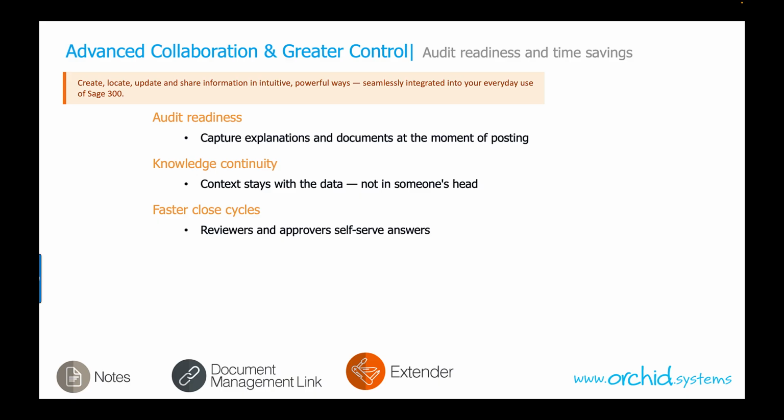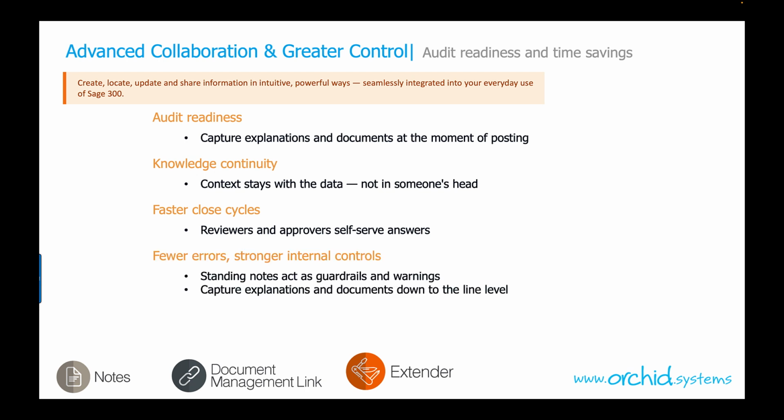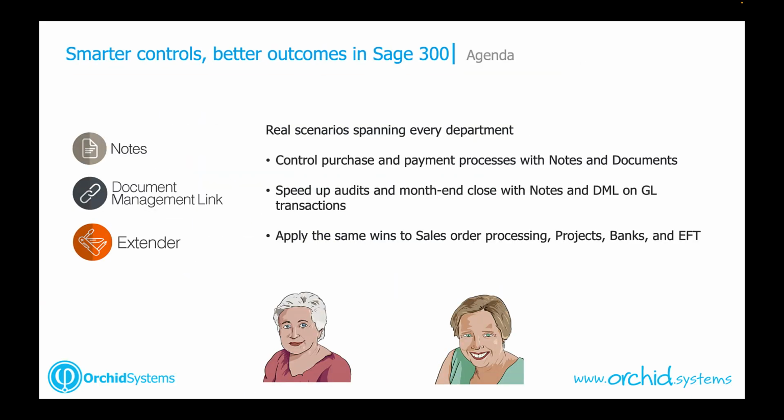You can then achieve faster close cycles because the reviewers and approvers have the answers as they are checking the transactions. And at the same time, you have fewer errors and stronger internal controls. Your notes can act as guardrails and warnings to ensure you're using the screens, the processes, and the transactions the right way, and you can capture explanations and documents down to the line level, at quite a low level of detail.